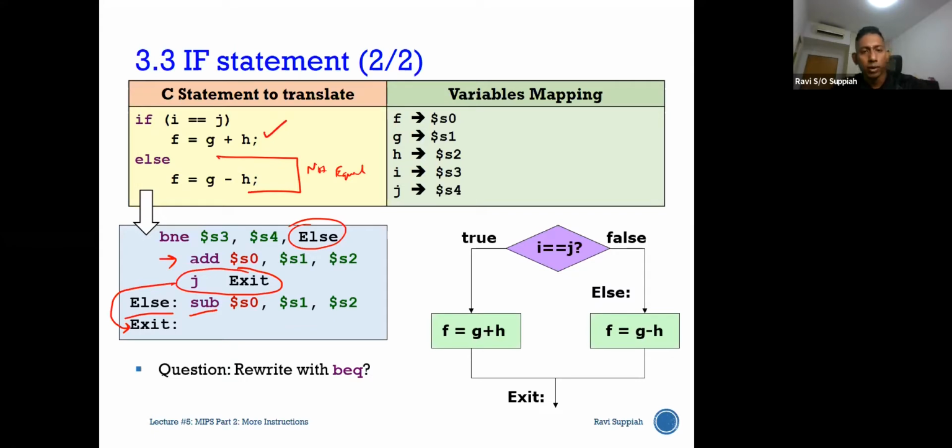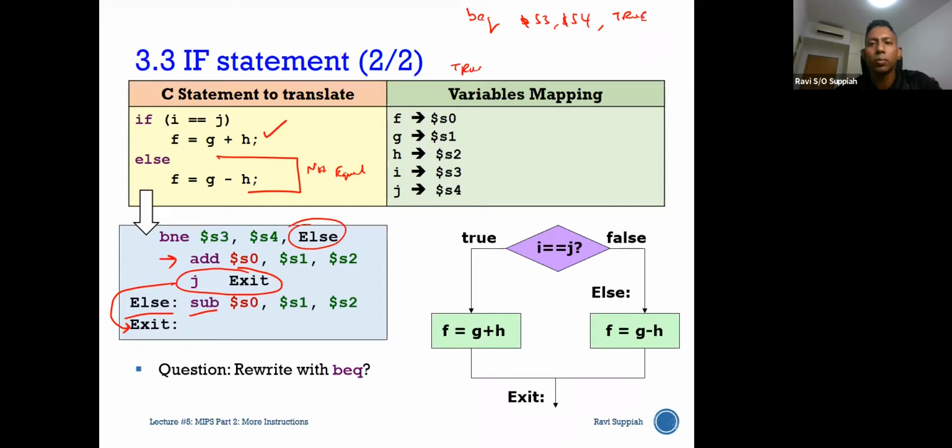Okay, can you rewrite it with BEQ? Is that something you can try? So you can implement the same logic if I were to do a BEQ. If I say BEQ S3 and S4, if I decide to branch if they are equal, that means that is true. I call the label true.